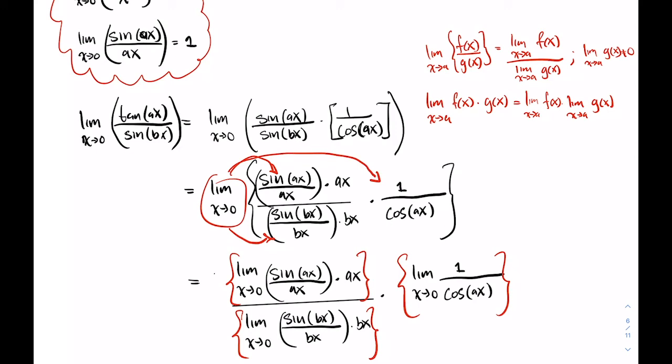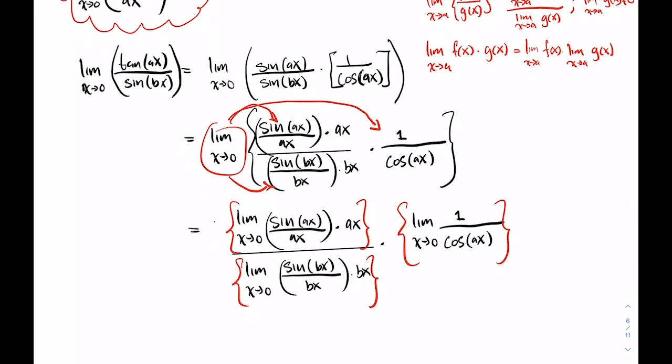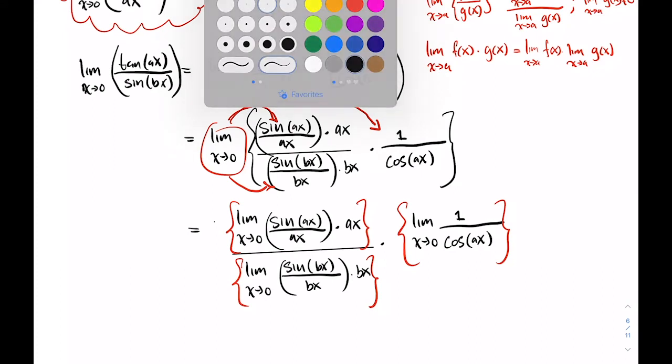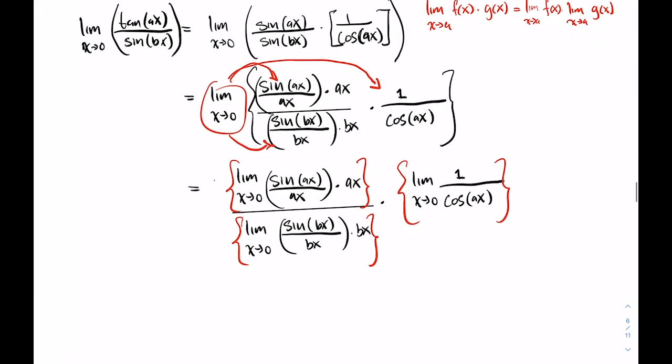So basically, whenever we have the limit being applied to a quotient or product, we can distribute the limit over the quotient and over the product. Okay, so that means here we have 3 different limits to evaluate. So continuing with our question, we now have these 2 x's will cancel each other.